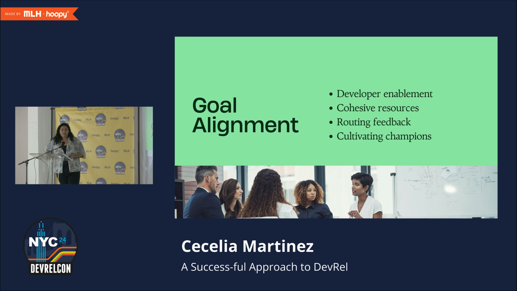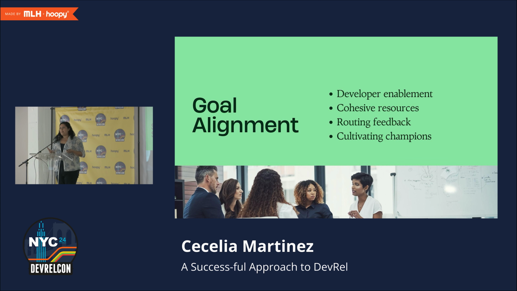So the first thing that you're going to want to do is talk about goal alignment, right? So identify the areas of overlap where you both can be successful. This is going to look like developer enablement, having cohesive resources, how you route feedback to other teams, and also cultivating champions across not just your community, but your customers. So identifying who are your ambassadors, who are your MVPs, how can we get those really powerful users from customer success that they're talking to all the time and make that more visible in your developer relations efforts.